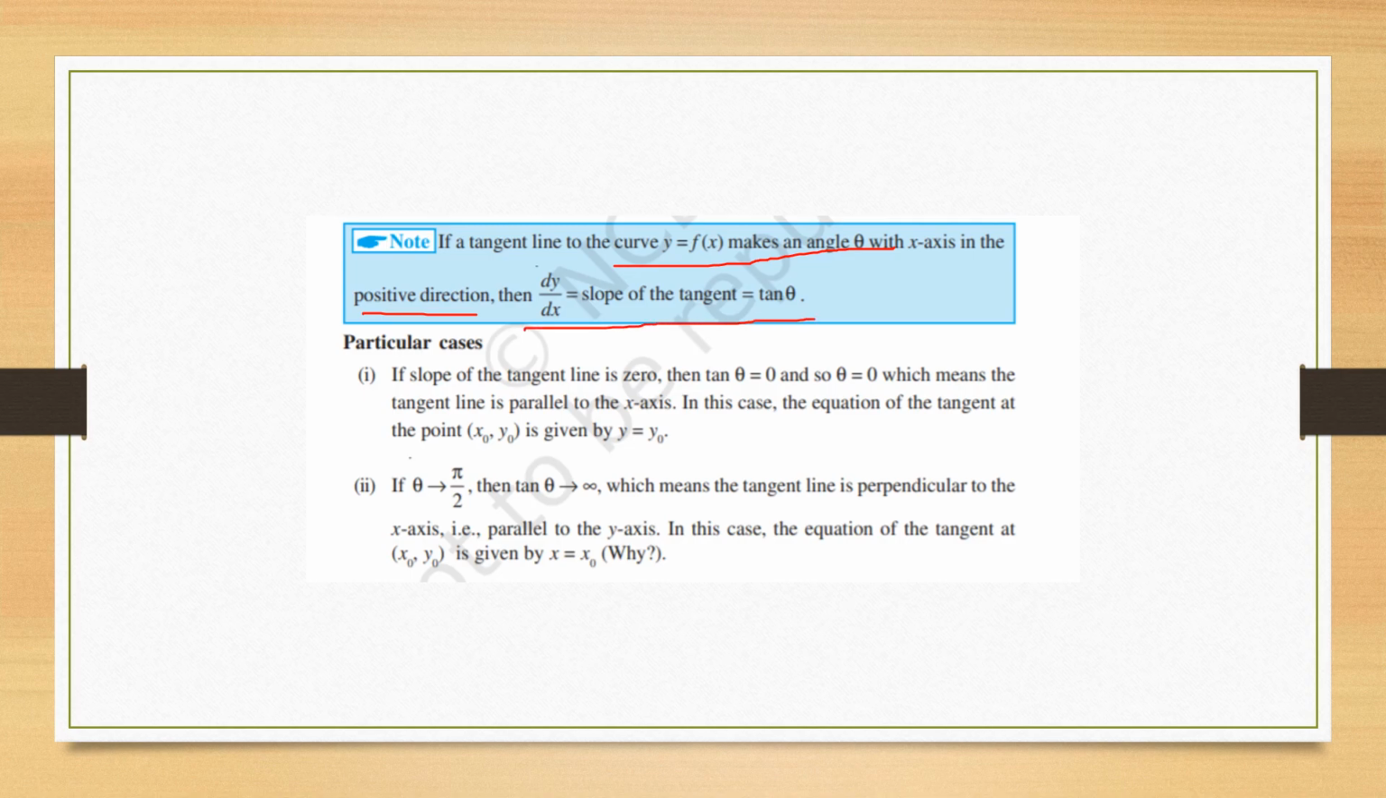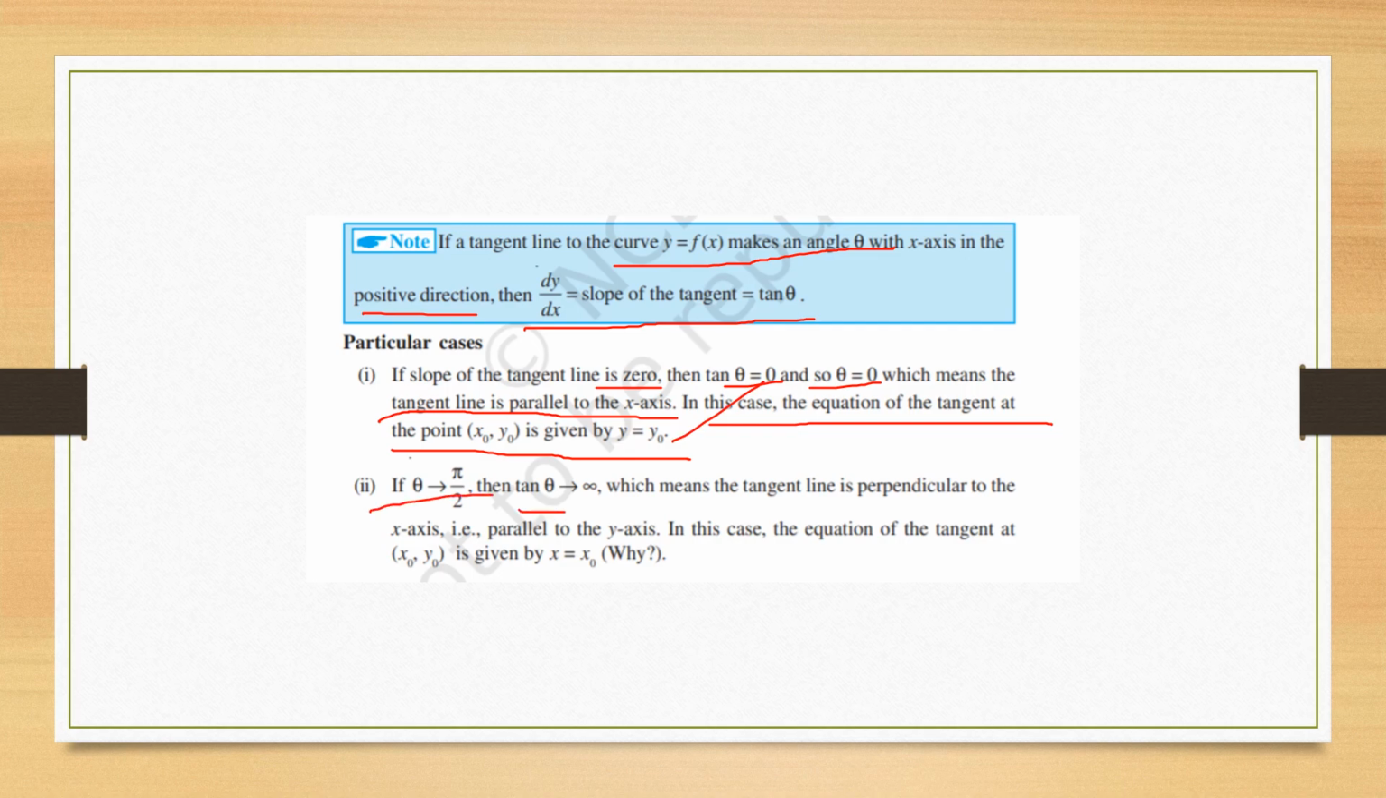And the particular cases are, if slope of tangent line is 0, right? If tan theta is 0, so that means theta is also 0, which means what is happening? The tangent line is parallel to x-axis, as we know that the slope of x-axis is also 0. Okay, so in this case the equation of tangent is going to be y equal to y0, like y minus y0 equal to m times x minus x0. So as my slope is 0, it will make all the terms on the other side 0. So y minus y0 equal to 0 will give me y equal to y0.